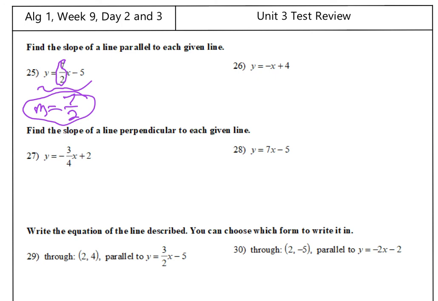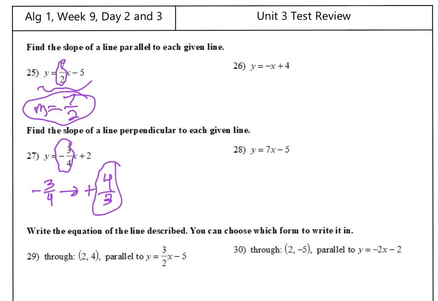Perpendicular lines are different. I'll come back to 26. We take the slope still, but perpendicular lines have opposite reciprocals. So we change the negative to a plus, and then we also flip the 3/4 into a 4/3. And so that means that our slope perpendicular to negative 3/4 is positive 4/3.